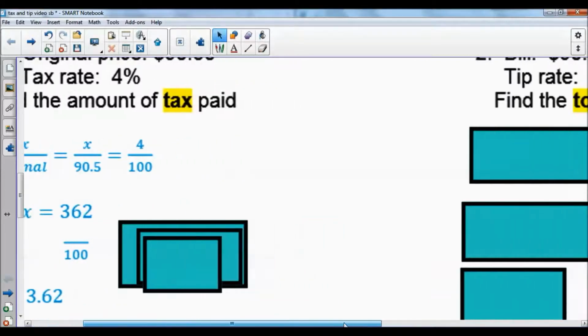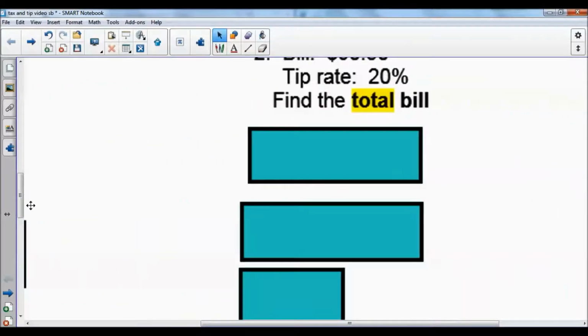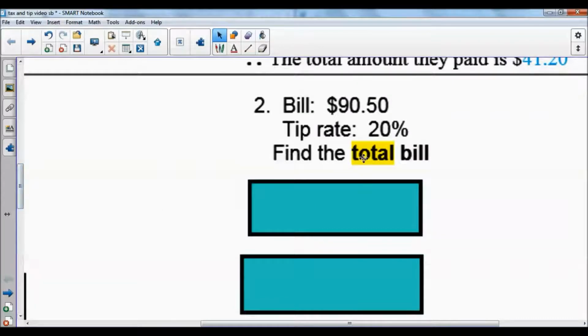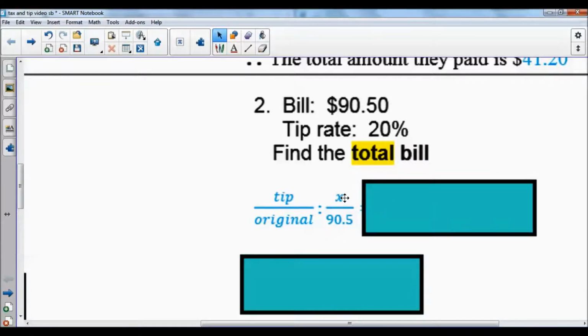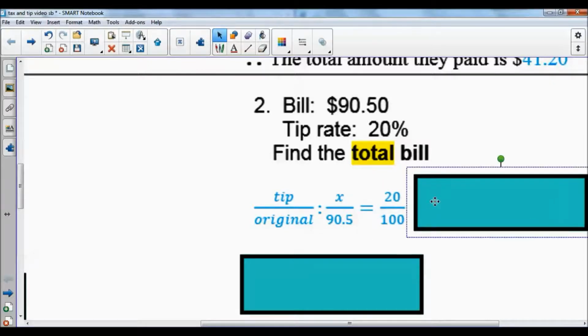Okay, this one, we're going to find the tip and then find our total bill. So our bill was $90.50 and our tip rate was 20%. Find the total bill. So first, let's set up our proportion. We have tip over the original. Our tip, we don't know what it is, but we know our original price is $90.50, so that's going to go on the bottom of our proportion. And then our tip rate is 20%, so we're going to put 20 over 100.